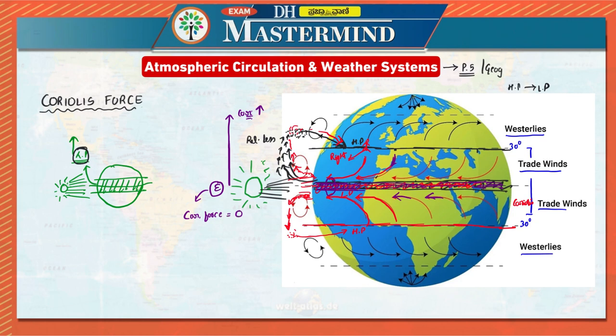One very important point for prelims is that the Coriolis force at the equator is 0. This is the reason there are no tropical cyclones formed near the equator. The reason is Coriolis force. Otherwise, a cyclone is that rotation of wind and all, right? We'll understand about that in future videos with the help of diagrams. But tropical cyclones are not formed near the equator. So I hope you have understood about the Coriolis force.